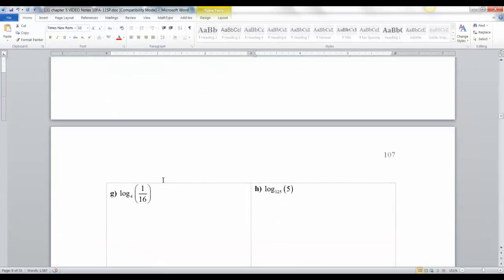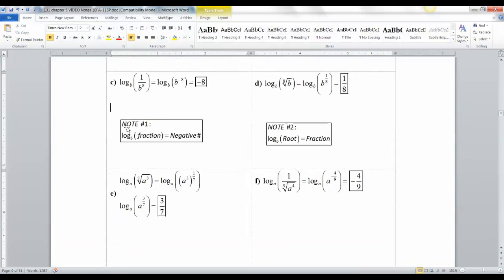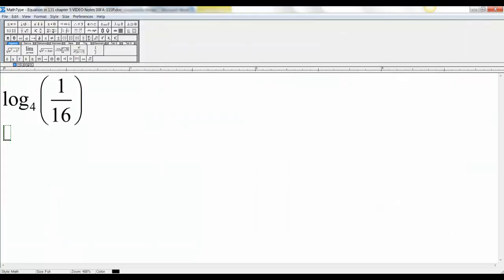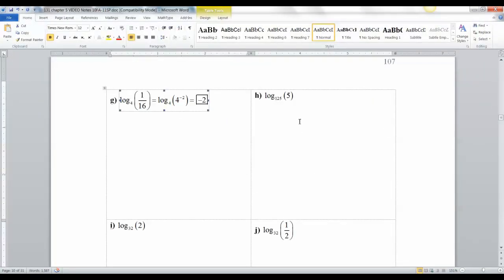All right. So because this one has a fraction right here, it's going to have to abide by note number 1, which is that I'm going to need a negative number. And the question is negative what, right? So you can think of this. This is really the log base 4 of 4 to the negative, because it makes it 1 over 2, because 16 is 4 squared, which means our answer is negative 2. Done with that one. Well, that wasn't so bad.